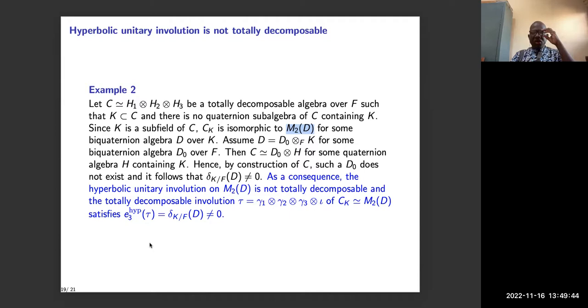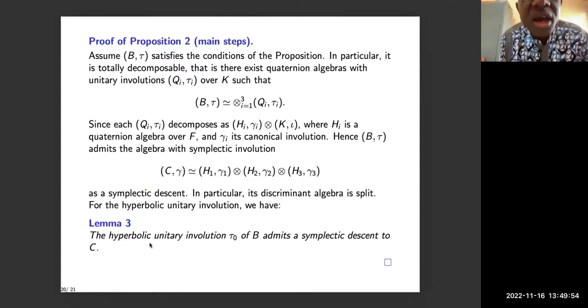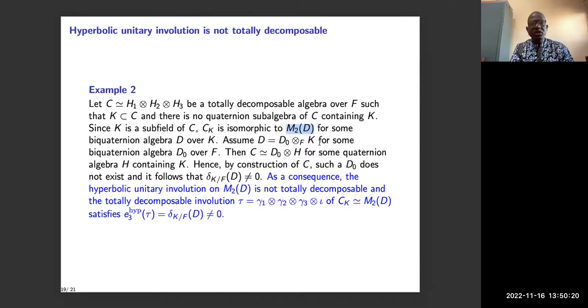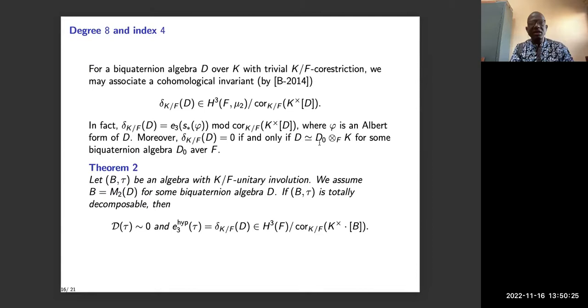Now, I am going to give the main step of the proof of proposition 2. I can show you again the proposition. The theorem says: if B tau is totally decomposable, then the discriminant algebra is trivial, and E3 hyperbolic of tau is the class of small delta of D in this quotient.